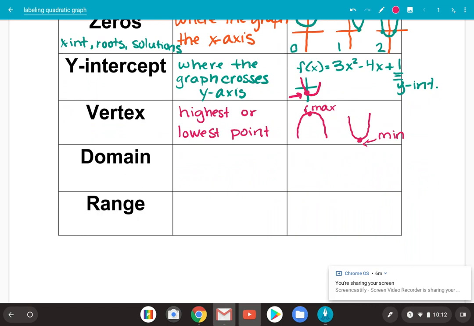Hopefully I haven't lost you guys yet, but remember you can always review the video again. Okay, so domain is going to be all of your x values. And because this one is going to keep going up, up, up, or down, down, down, it's never going to end. Hence, we have the arrows at the end of our graphs. We're always going to say this is all real numbers. Always. We're not going to do anything else.